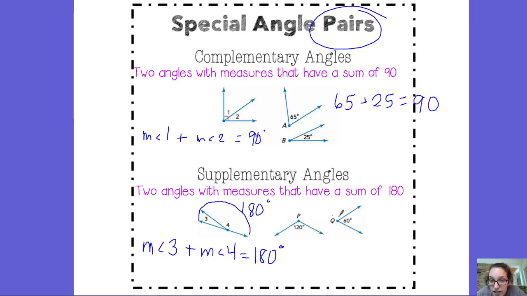Over here, P and Q, the measure of angle P is 120, the measure of angle Q is 60, and we know 120 plus 60 equals 180. So even though these two angles aren't adjacent, they don't have the same vertex, there's this gap, they're separate from each other, because they have a sum of 180, because they add up to 180 degrees, P and Q are also supplementary. So angle 3 and angle 4 are supplementary, angle P and angle Q are supplementary as well.